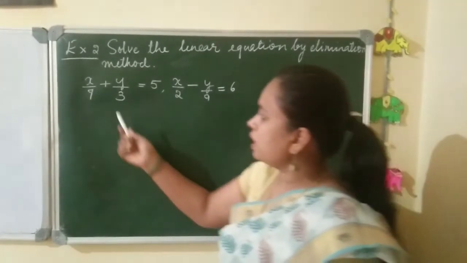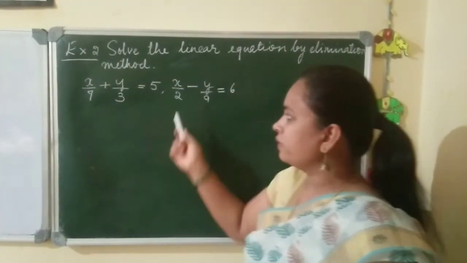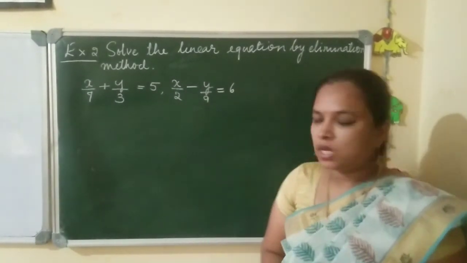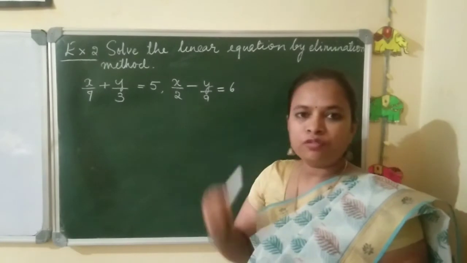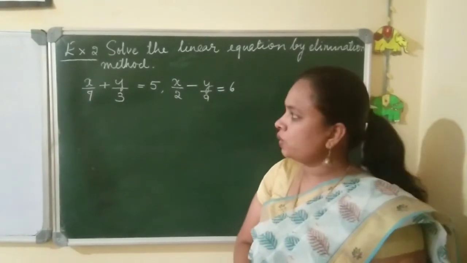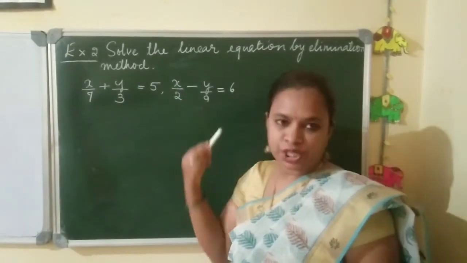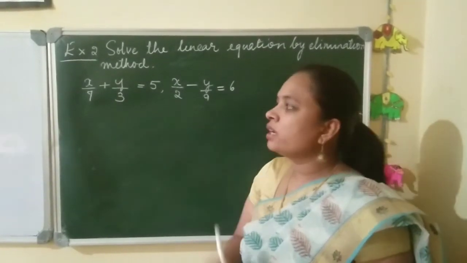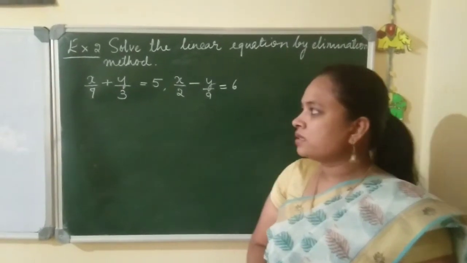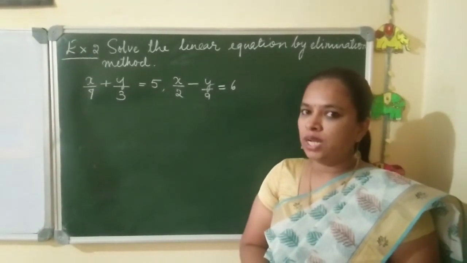Here when you see, it is x by 7 plus y by 3 is equal to 5 and x by 2 minus y by 9 is equal to 6. So here you have a pair of linear equations. Now we need to solve it. When you observe here, they are in the form of a fraction. First we need to make this a linear equation without fraction. We'll see how to do that.